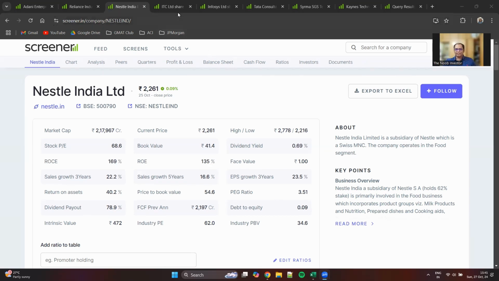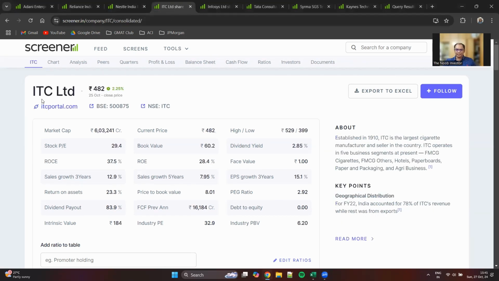Now let's look at another FMCG company, ITC. What do you see in ITC? ITC also has much higher ROE and ROCE, right? And they are also paying 84% dividend. Correct. So the reason I'm showing you these companies is that while they are not growing at very high rates, like if you see ITC sales growth over 3 years is only 13%, and EPS growth is only 15%, even though they are not able to generate as much growth, their ROEs are kept very high because they are paying out 84% of their profit.